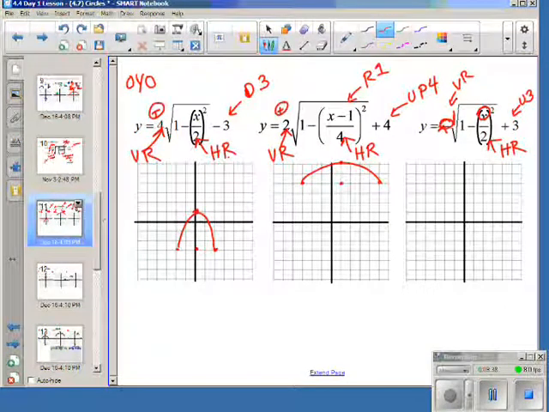So let's go up 3, and put your center in. We're doing the bottom half of our circle, remember, because of this negative right here. Our vertical radius is 1, and our horizontal radius is 2. So we're going to go to the right 2 and to the left 2. Remember, you do not need your center. You can erase that.